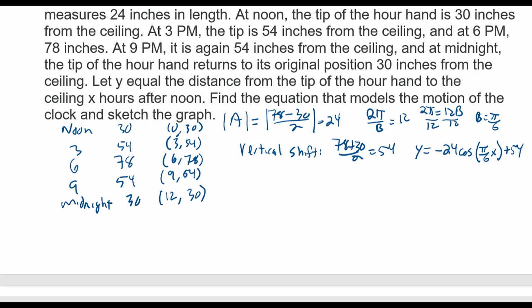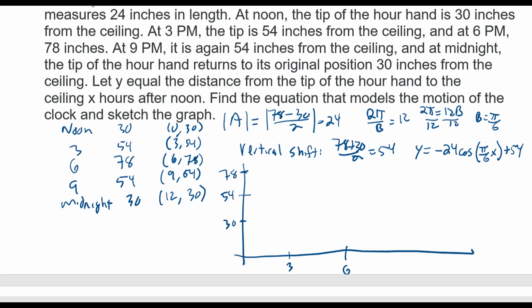So if we were to graph this, we'd start at 30. It's going to go up. Our center line is at 54. And our peak is at 78. So this would, and I'll go ahead and do 3 o'clock, 6 o'clock, 9 o'clock, 12 midnight.